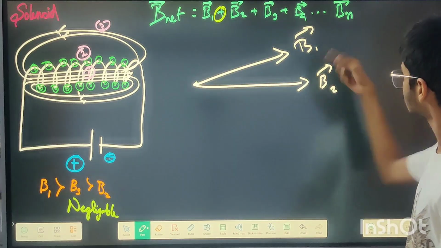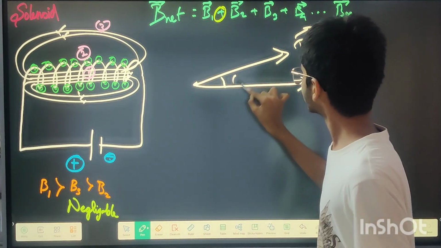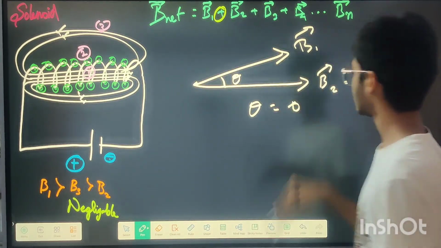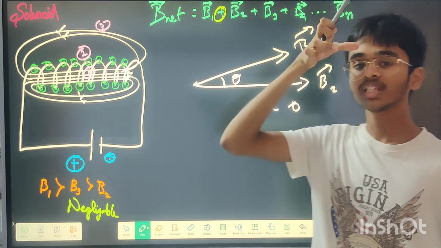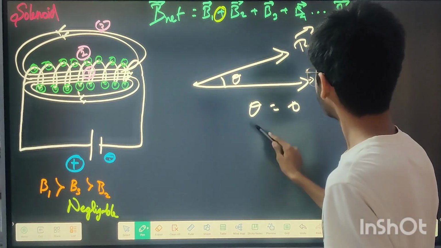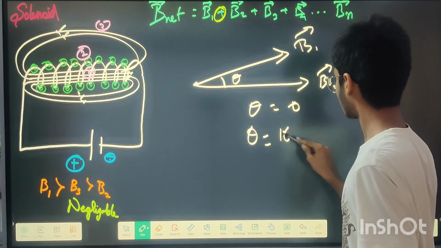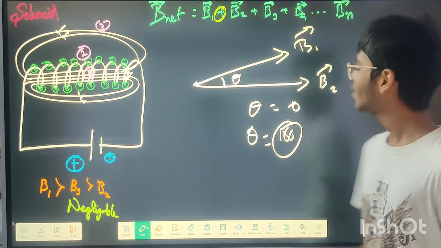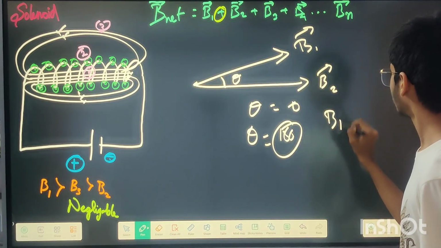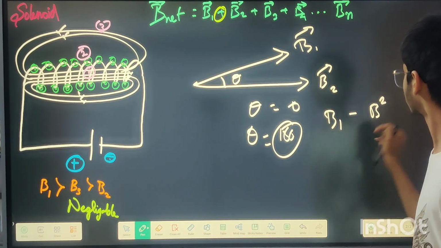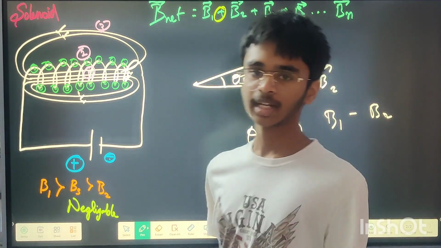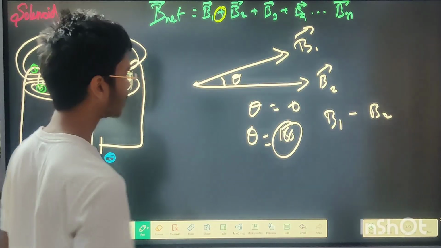If these two vectors are like this, and they have some angle theta between them: if theta is 0, then you can just add them like scalar quantities. If theta is 180 degrees, then you have to subtract them, B1 minus B2, since they are in opposite directions. Then if they are at some other angle, then what do you have to do?